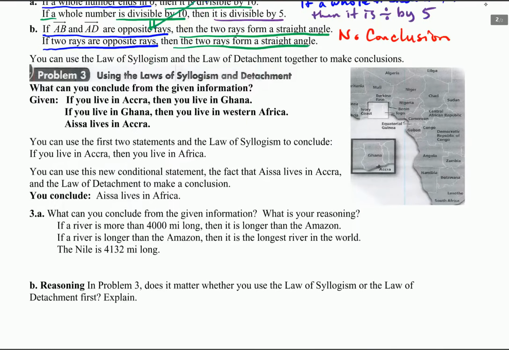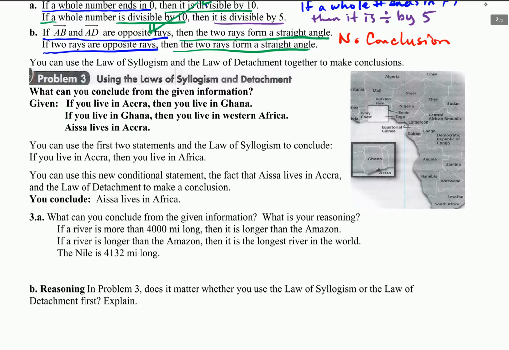All right. Last part. You can use the law of syllogism and the law of detachment together. So let's look at what we have here. It says, if you live in Accra, then you live in Ghana.